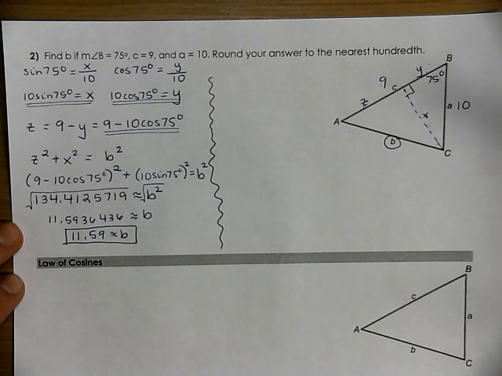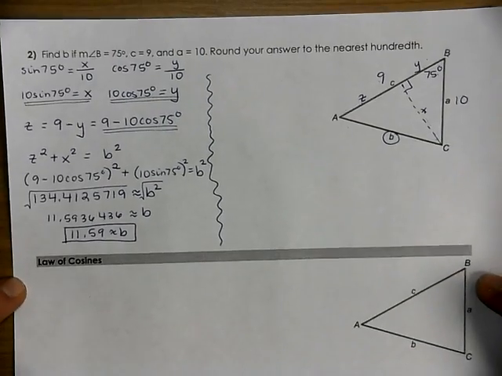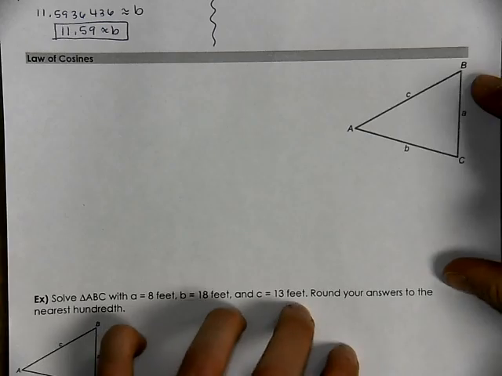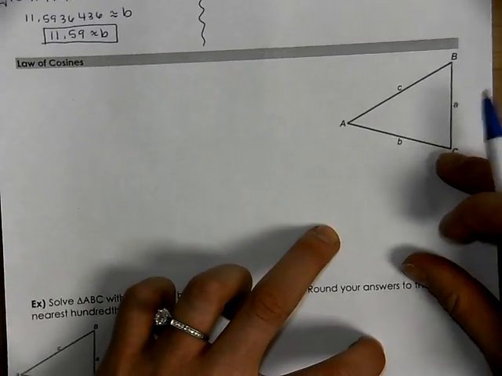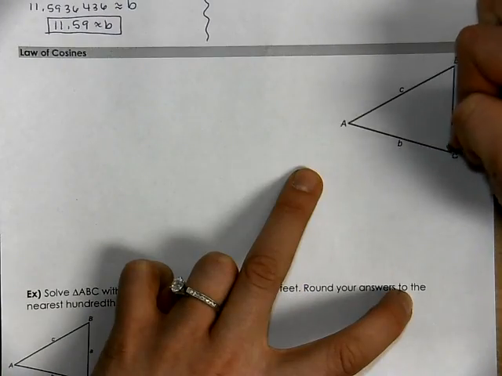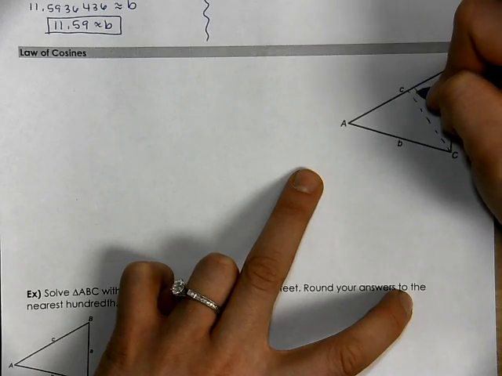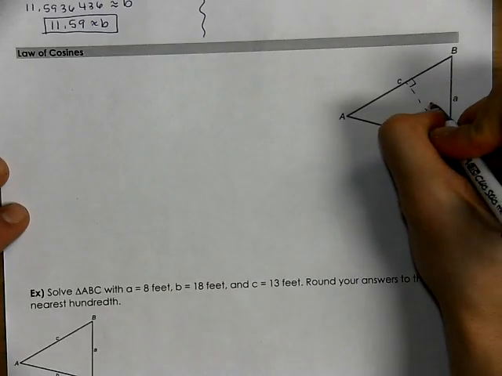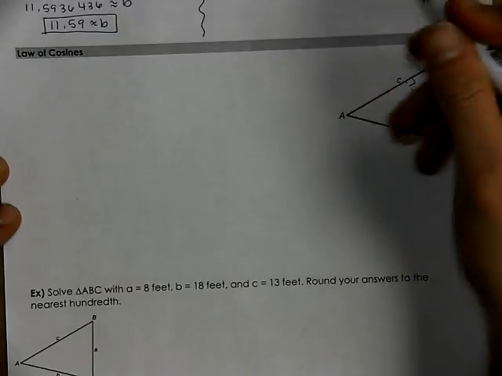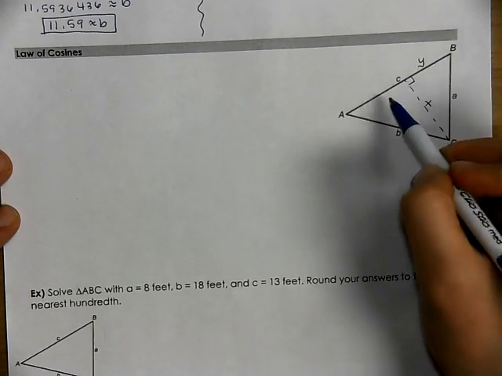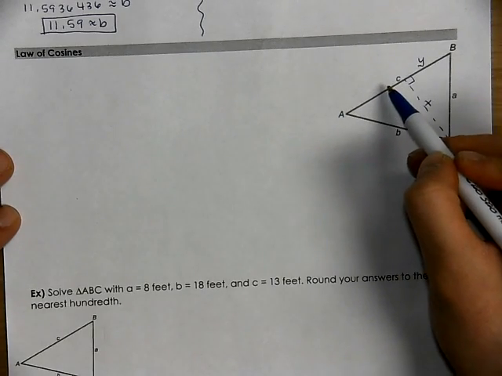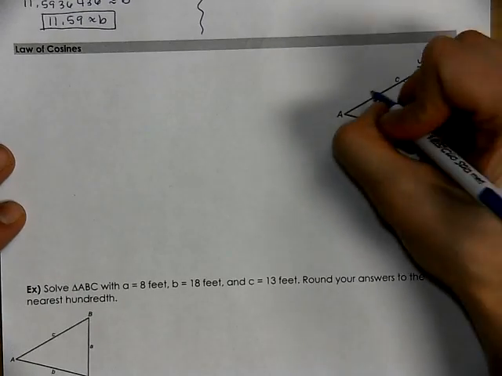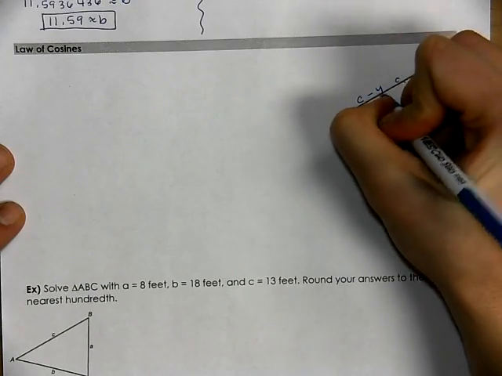Now I want to develop another formula that will allow us to do this without having to draw in our right triangles. So let's go down here. We're going to develop the law of cosines. So when I do this, I'm going to draw in that altitude from C again. I now have two right triangles. I'm going to label the length of the altitude x. I'm going to label this length y again. And now over here, instead of labeling this z like I did before, I'm going to label this c minus y.